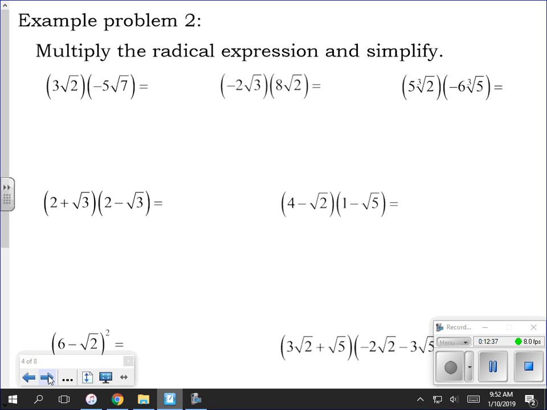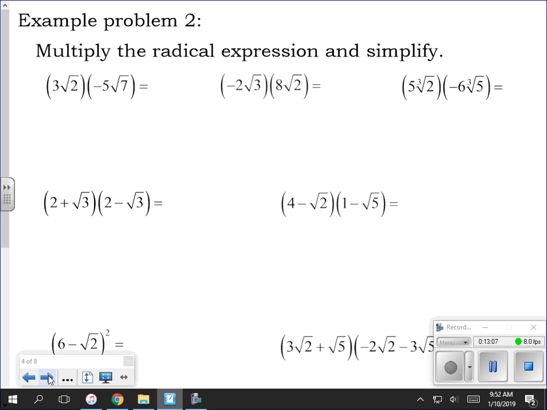Okay, multiplying the radical expressions and then simplifying. We kind of sort of did a little bit of this on Tuesday. This is actually a simpler version of what we did on Tuesday. Okay, the first one is straightforward. Anything that's outside stays outside. Stuff that's inside stays inside. They do not have to be like radicals for multiplying. They do, however, have to have the same index.